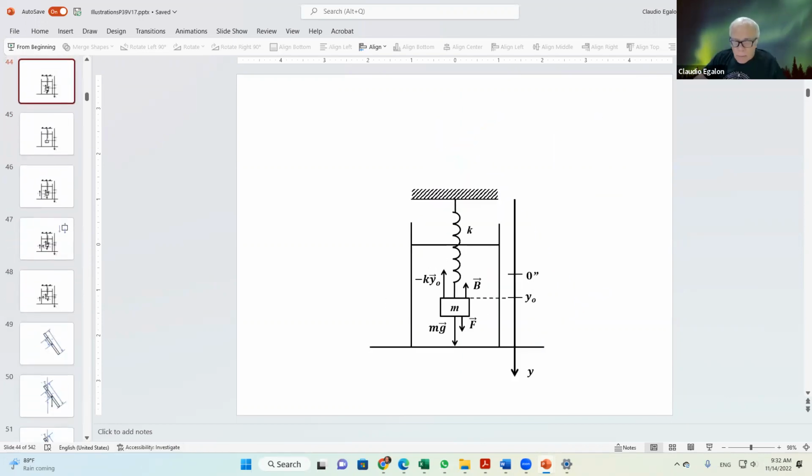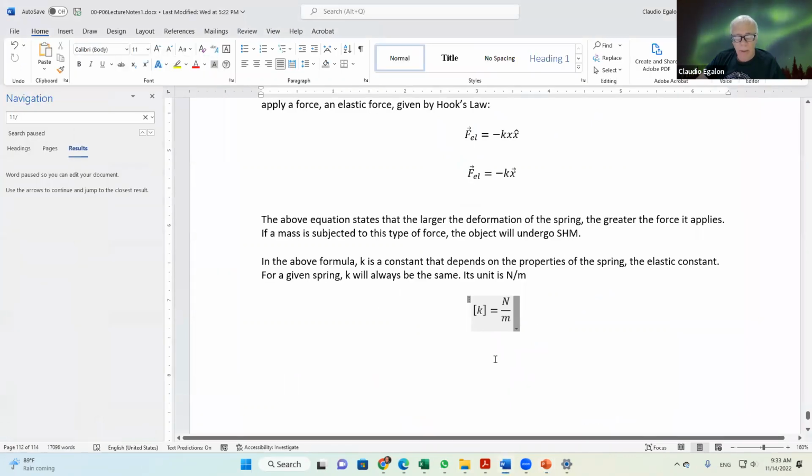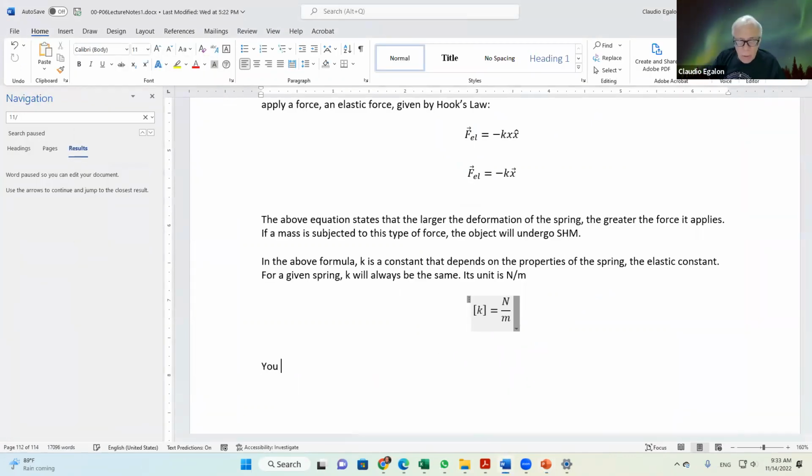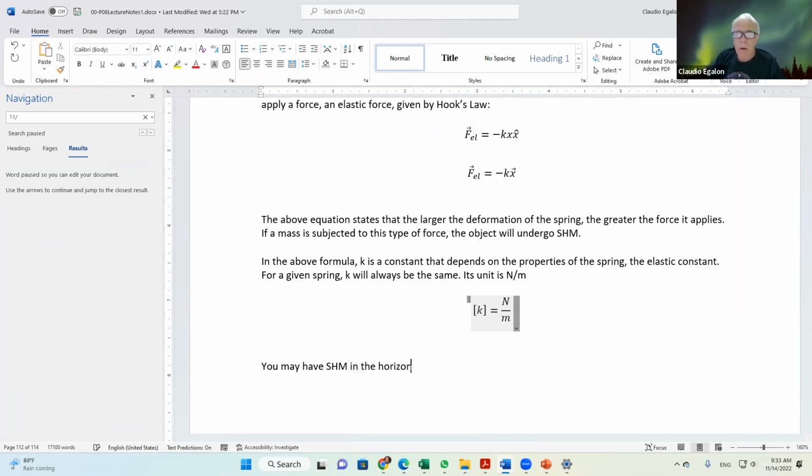Okay, so the idea here is the following. You may have simple harmonic motion along the horizontal and vertical directions. Okay.